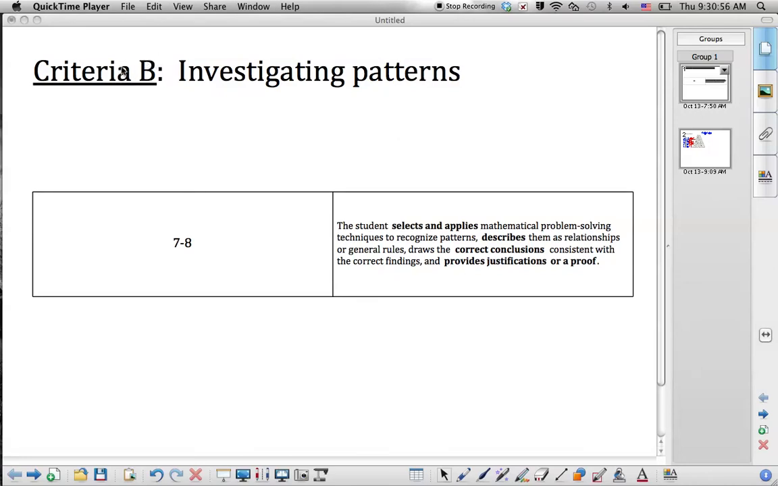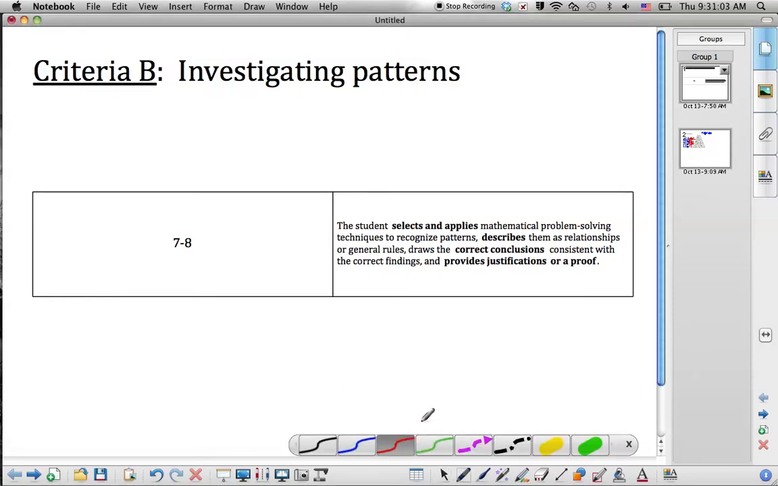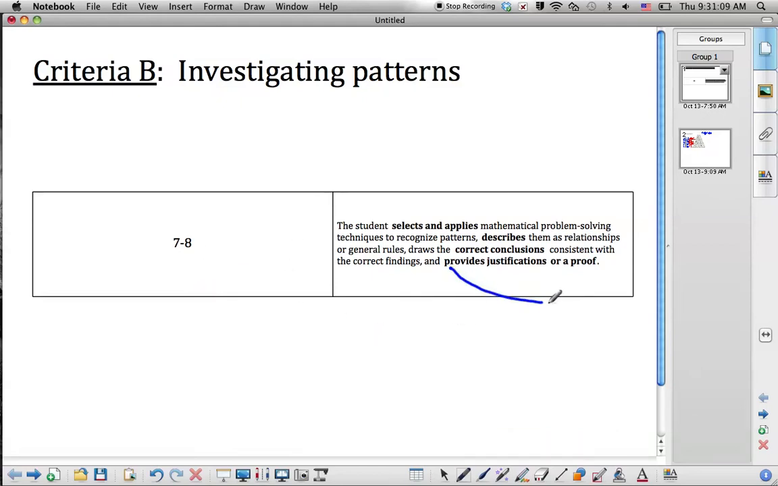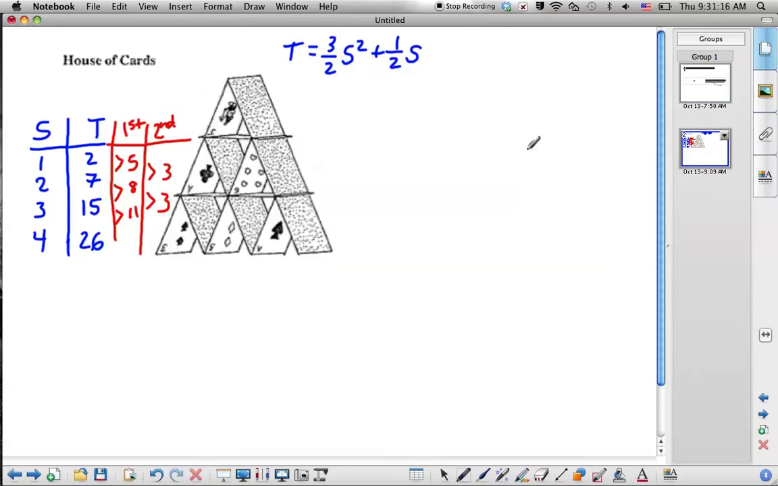Okay, we're going to talk about criteria B and hitting the 7-8 band. And that's when students, you do justification or proof for your formula. So we're trying to do some kind of justification scenario here. We're going to talk about the card house task that we just had in class as your formative.